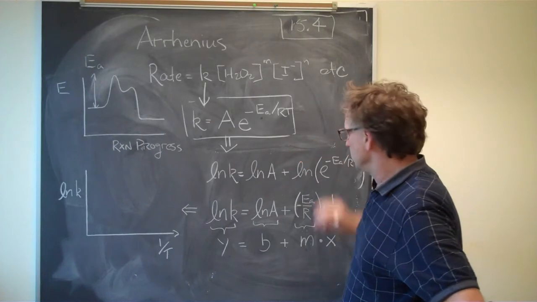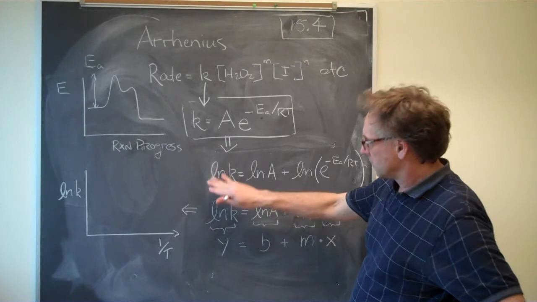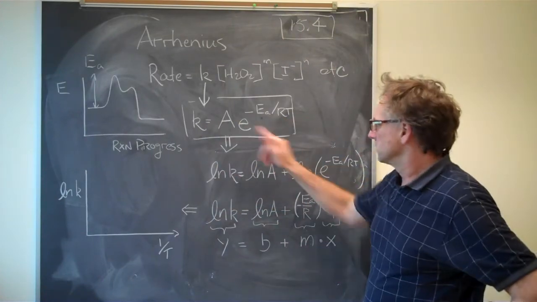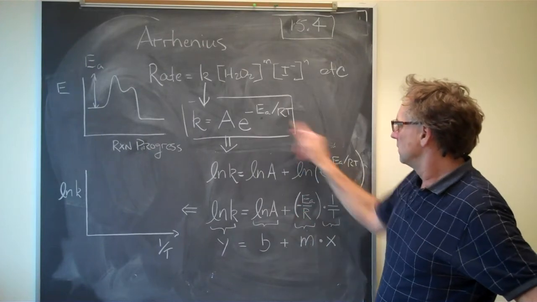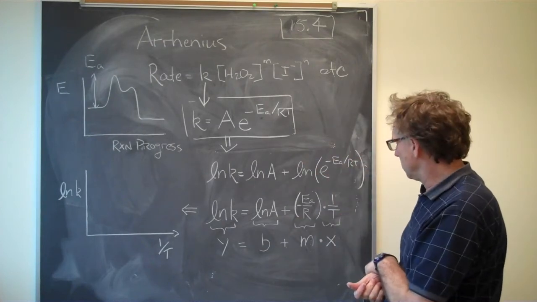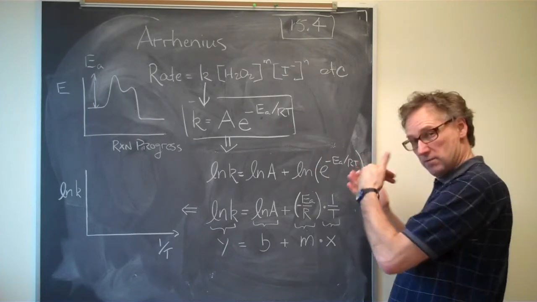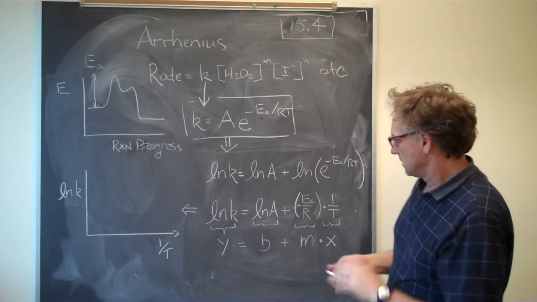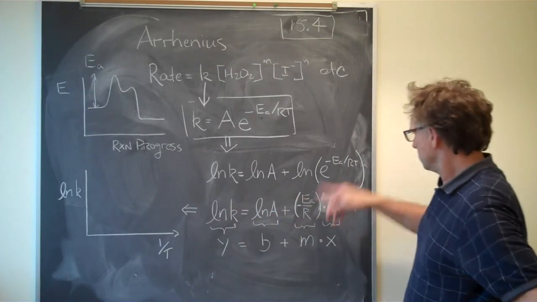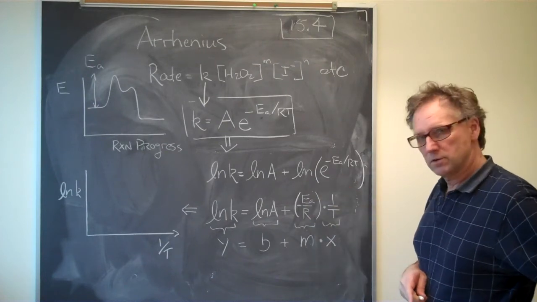I take the logarithm of both sides of the Arrhenius equation. That gives me natural log of k, and using the rules of logs, the log of two things multiplied together is the sum of them, so log of A plus log of all that. And then I do a little bit more logarithmic work here. I know that log of e to the something is just that something because they are inverse functions of each other. So that leaves us with natural log of k equals log of A plus E sub A over R, that came down from the log, times 1 over the temperature.